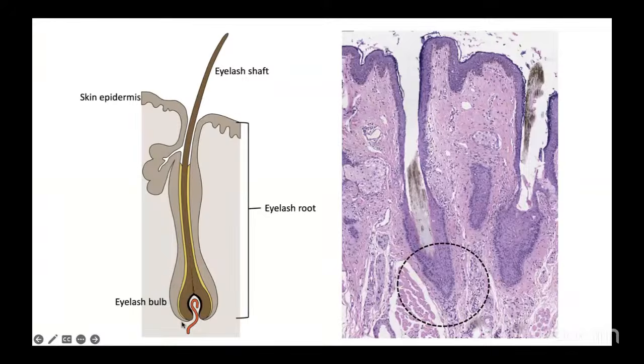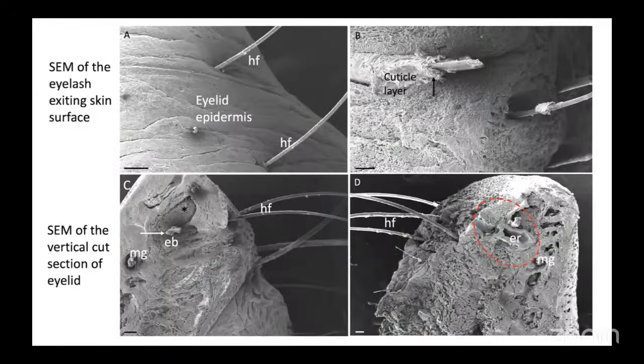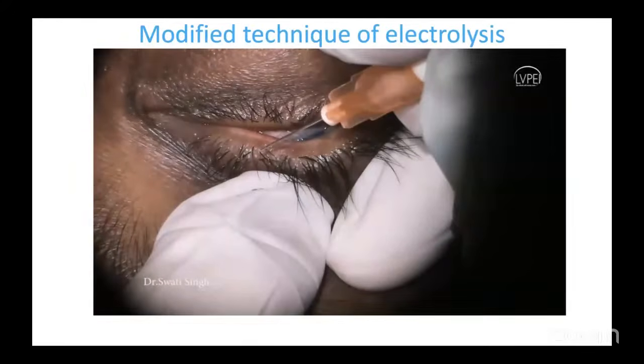Now, this is a site which contains stem cells. So unless your current reaches that area, the eyelash is going to grow back. So we did this study where we examined the eyelids for the eyelash depth as well as the direction. And we found for the Indian eyes, the depth we need in the upper eyelid is 3 millimeters and the lower eyelid is 2.2 millimeters.